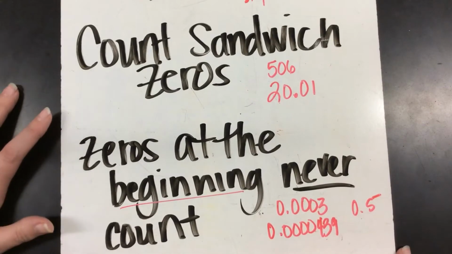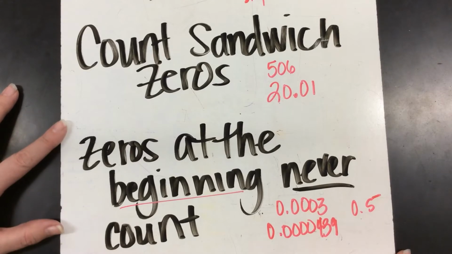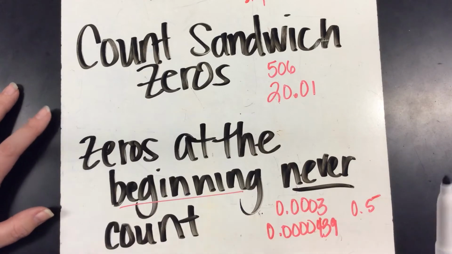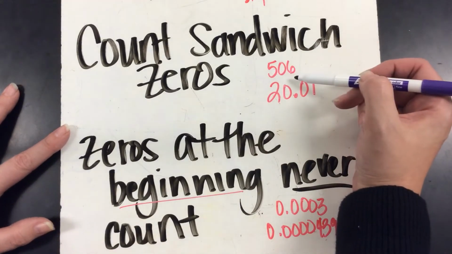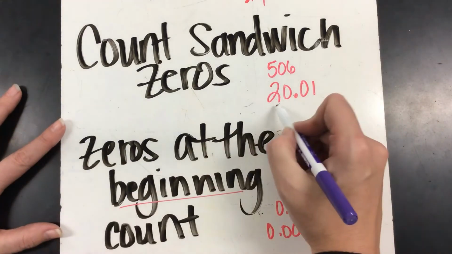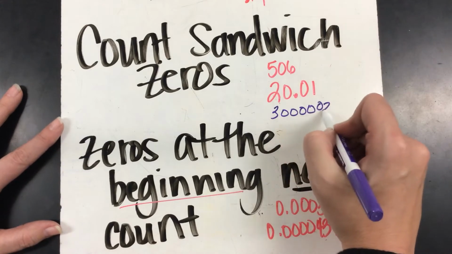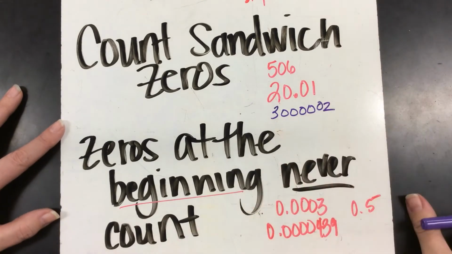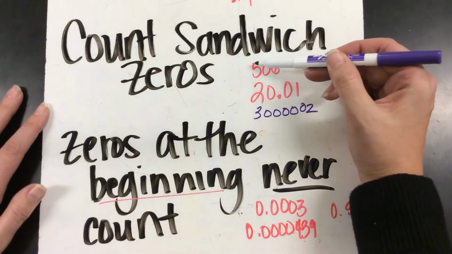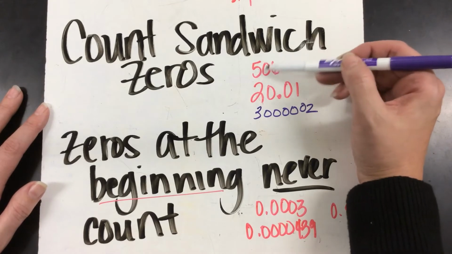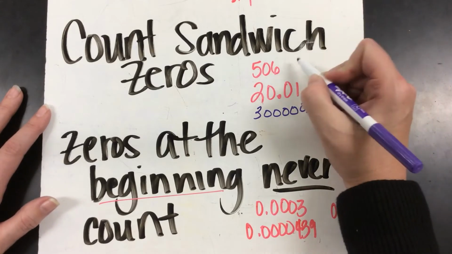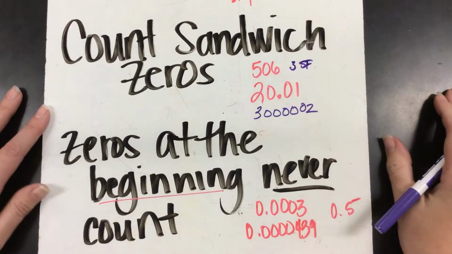Now the next 3 rules all have to do with zeros. Sometimes zeros count and sometimes they don't. This first rule says count sandwich zeros. Sandwich zeros are zeros that are stuck in between numbers that are 1 through 9. Maybe you have more than one sandwich zero there and that's okay. Maybe you have a 3 and then a whole bunch of zeros and then a 2 at the end. All of those are considered to be sandwich zeros. With your numbers 1 through 9, again we count the 5, we count the 6. Now this 0 is sandwiched in between the 5 and the 6, so we count that one. This number has 3 Sig Figs.